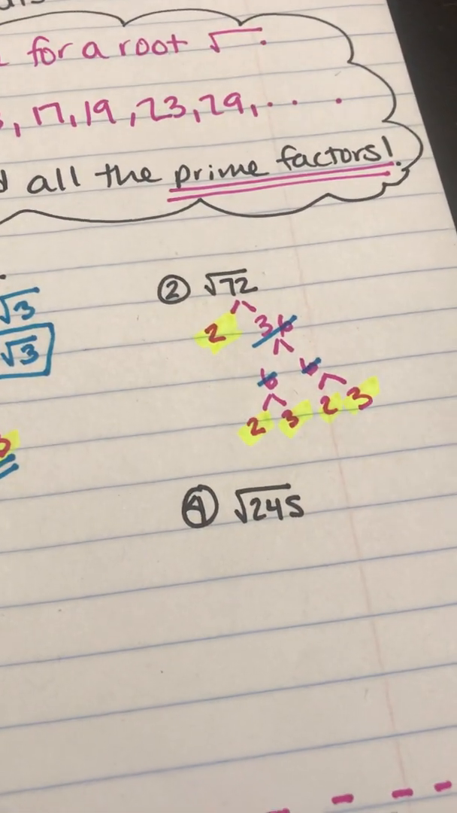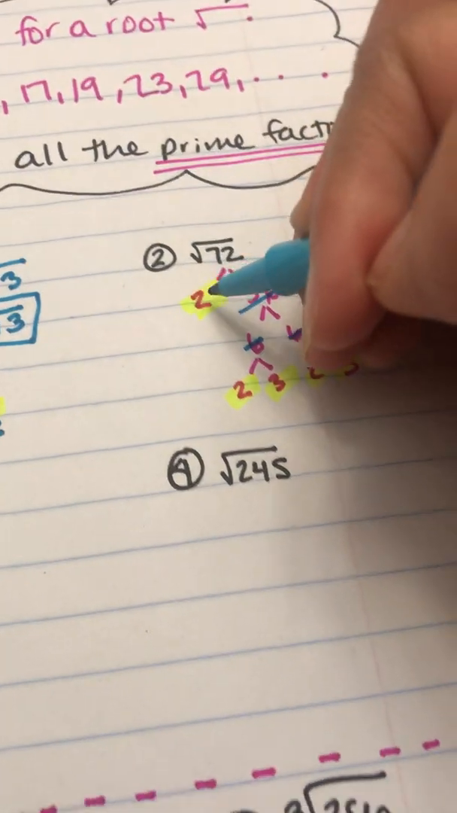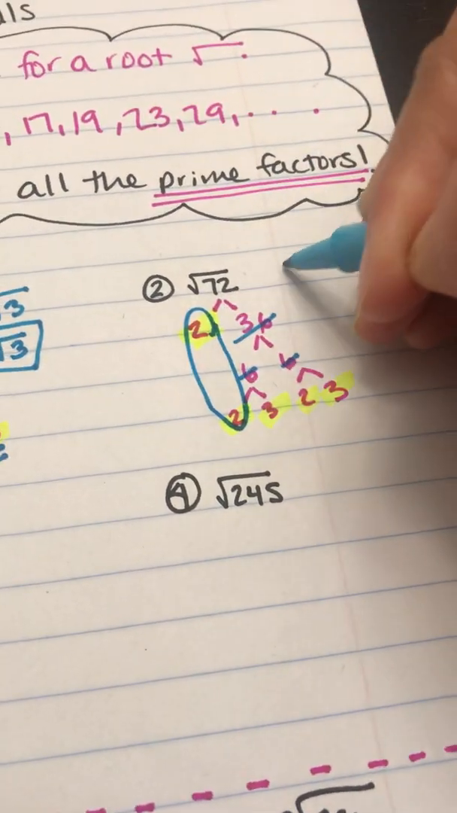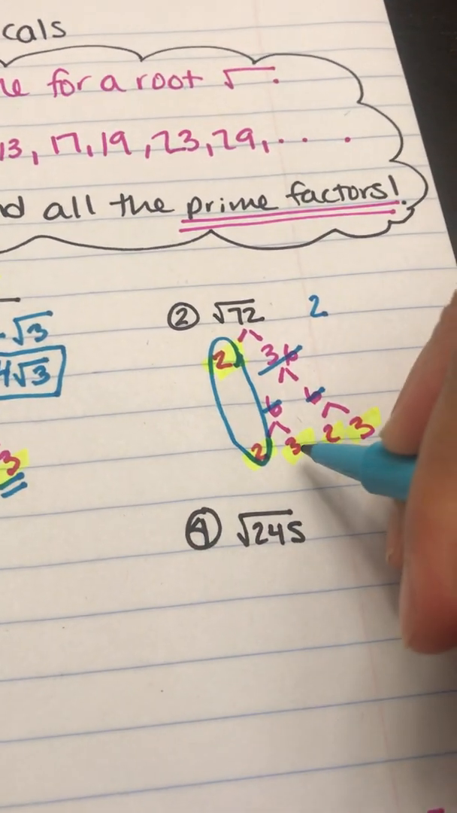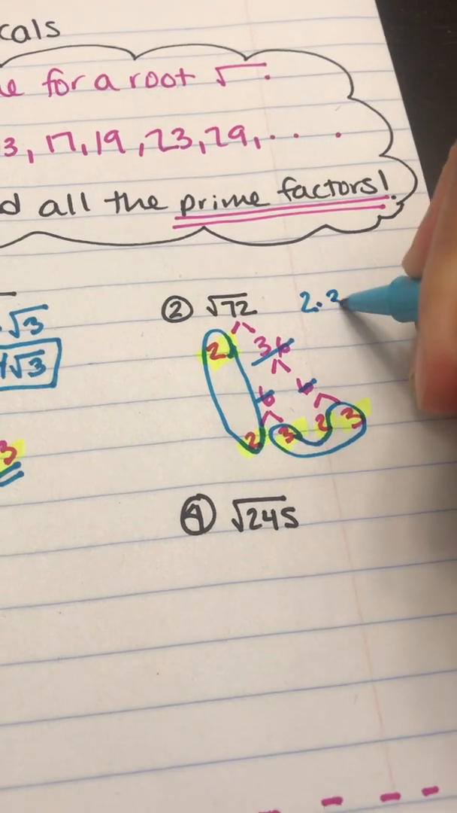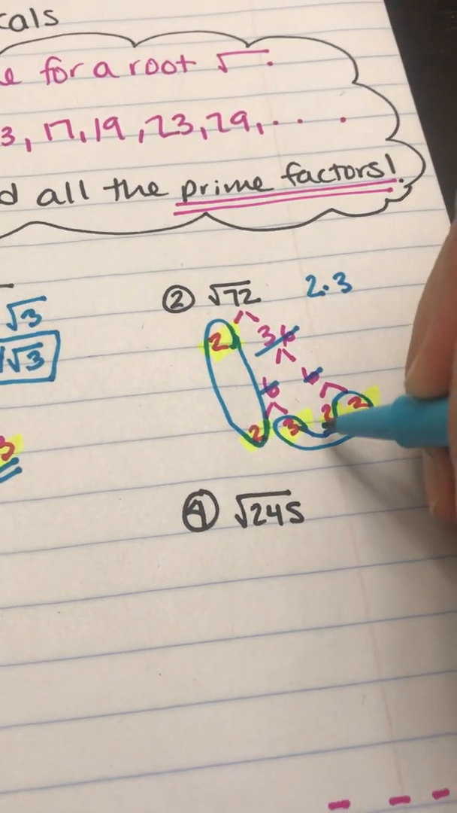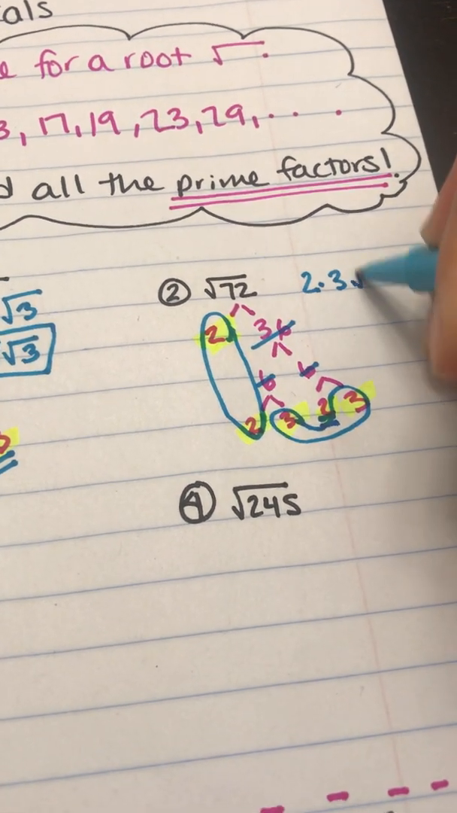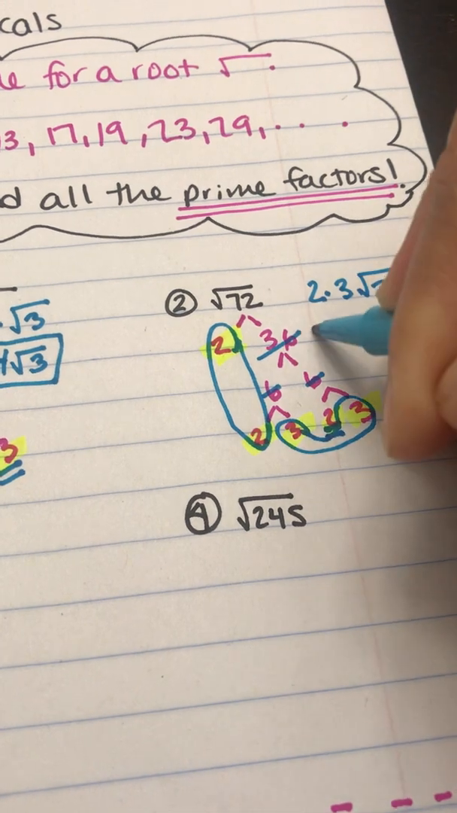Now we're going to look for pairs. Here I have a pair of 2's that I can take out. And I also have a pair of 3's. They don't have to be right next to each other, but here this makes a pair of 3's. So that also goes in front. And then we have an extra 2 left over here. That extra 2 did not make a pair, so it stays under the square root. So this becomes 6 root 2.